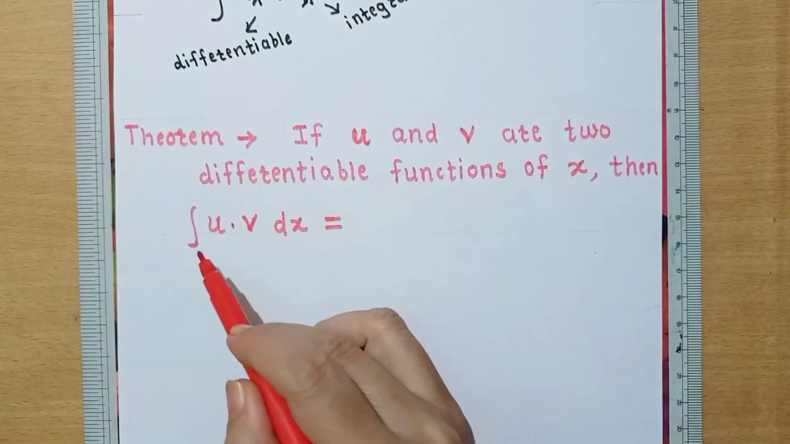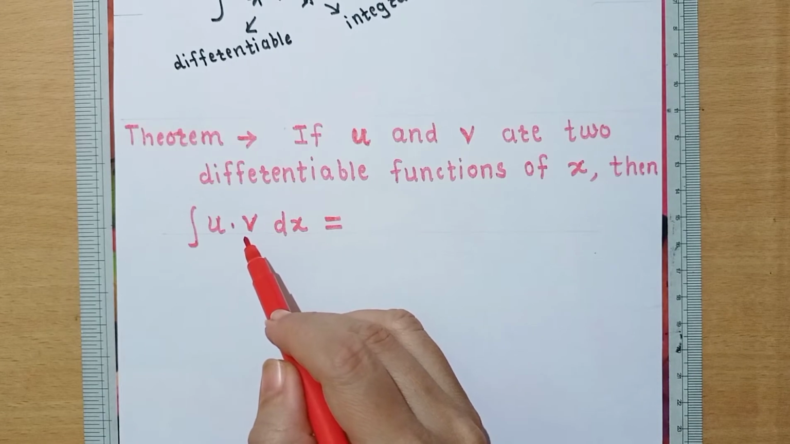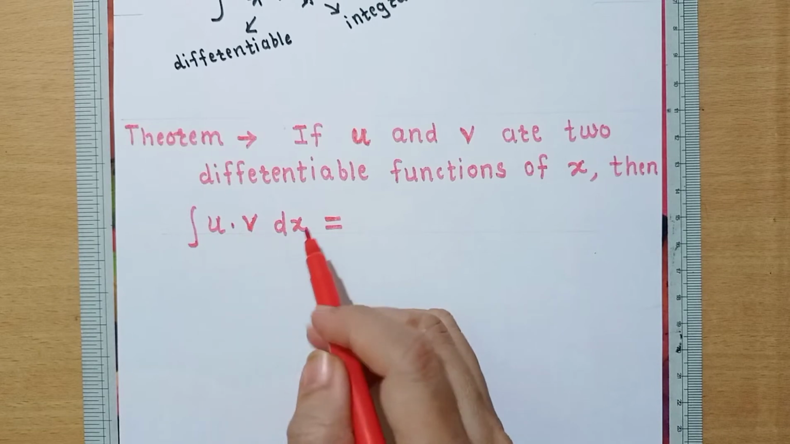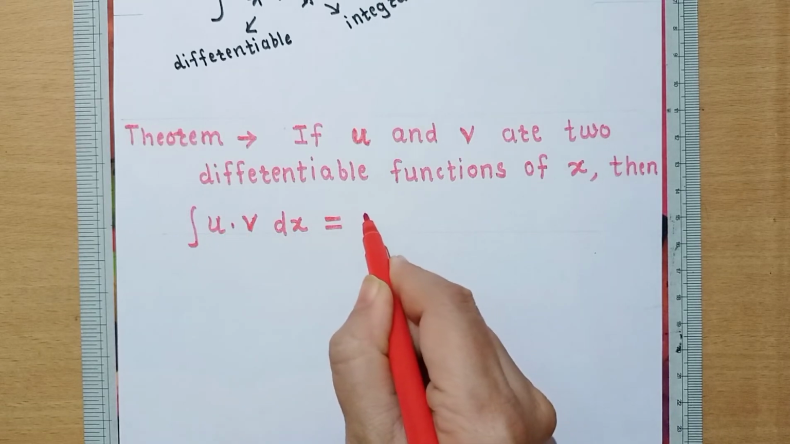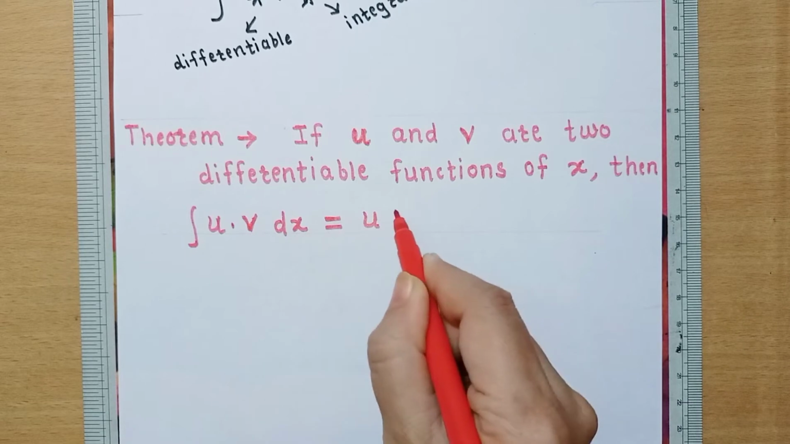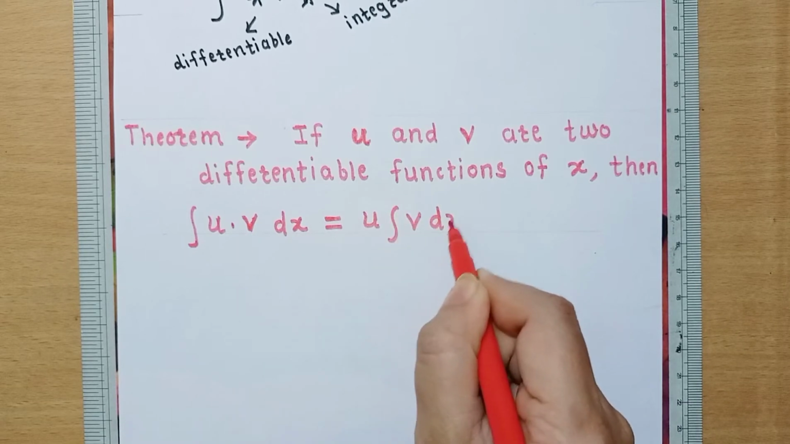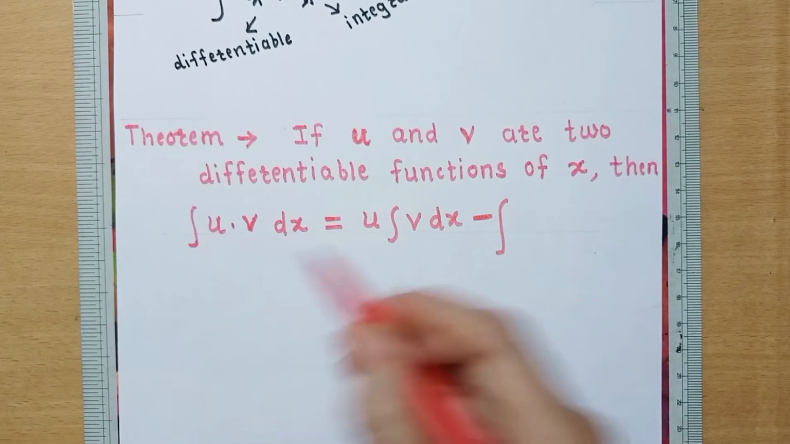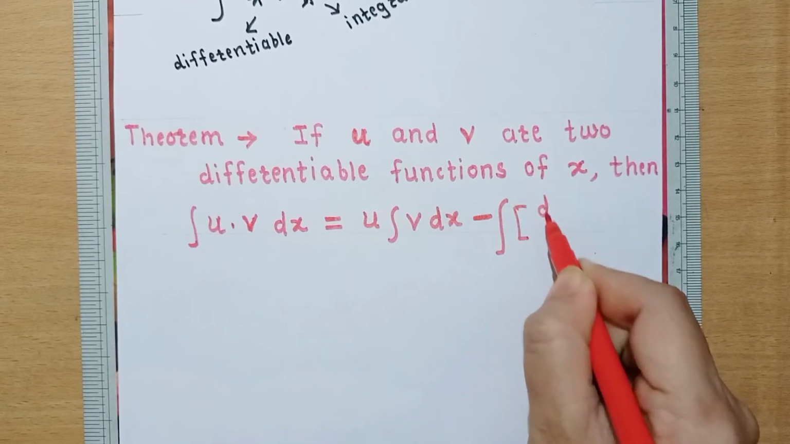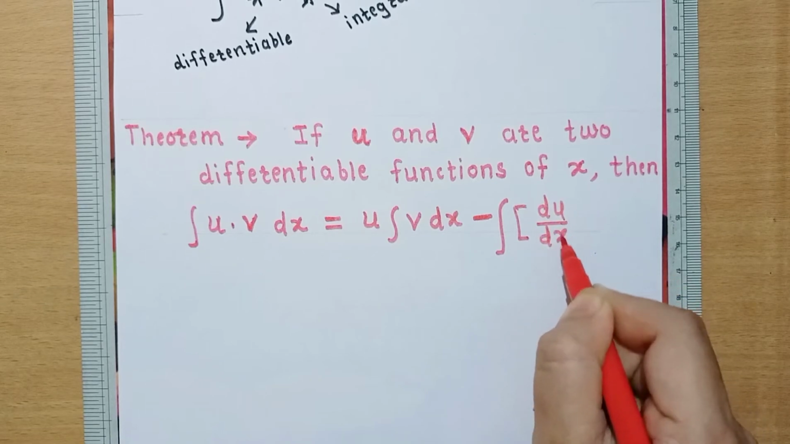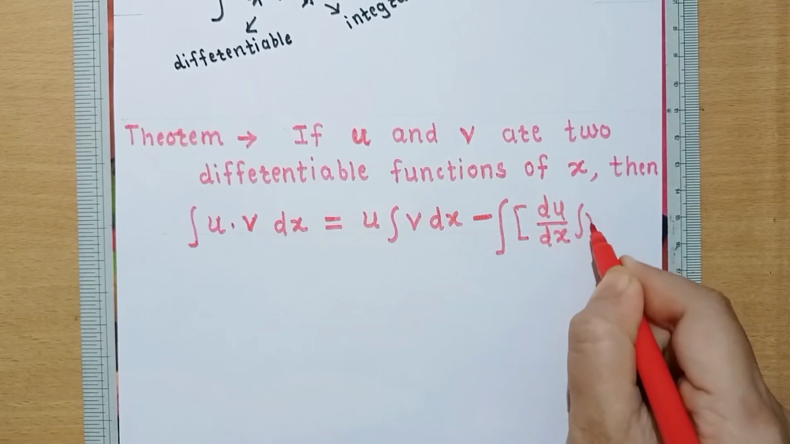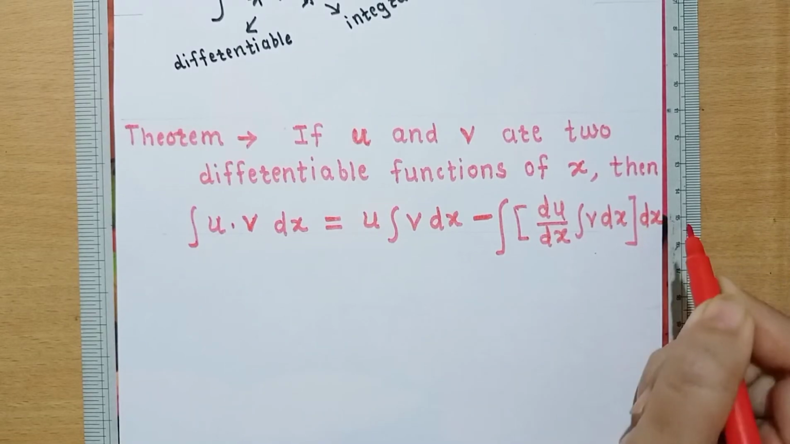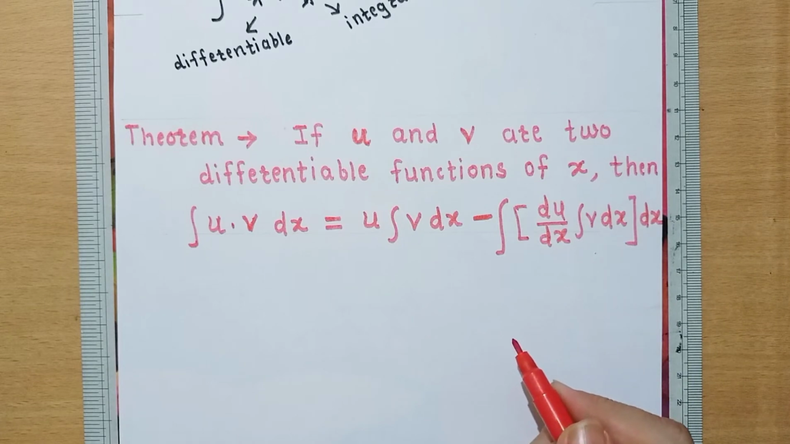This is the theorem. If u and v are differentiable functions of x, then the integral of u dot v dx is equal to: write the first function as it is, times the integral of the second, v dx, minus the integral of the derivative of the first, du by dx, times the integral of the second, v dx, and again dx at the end. This is the integration by parts rule.